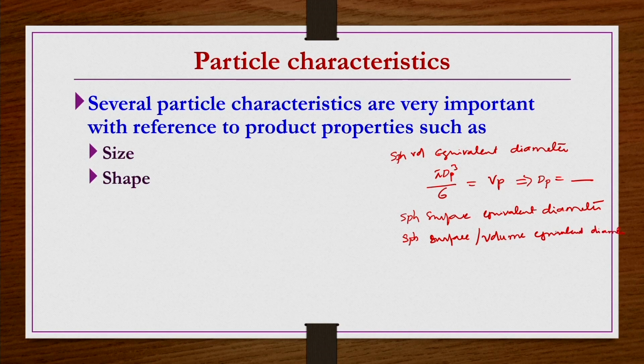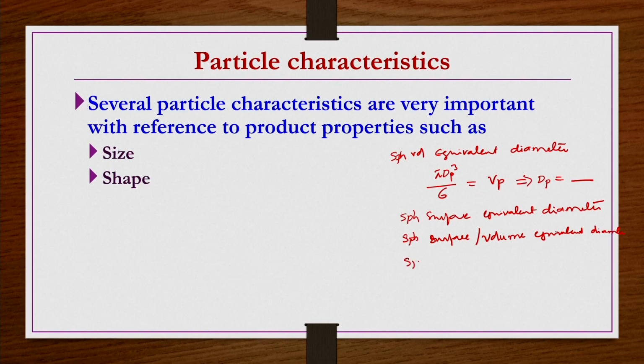So, here what can we do? We can take an irregular particle, measure the surface of that irregular particle, measure the volume of that irregular particle, and then take the ratio: the surface area of the particle divided by the volume of that particle. This ratio you equate to the surface to volume ratio of a spherical particle whose surface to volume ratio is the same as that of the irregular particle. Whatever dp you get from there is the sphere surface to volume ratio equivalent diameter.